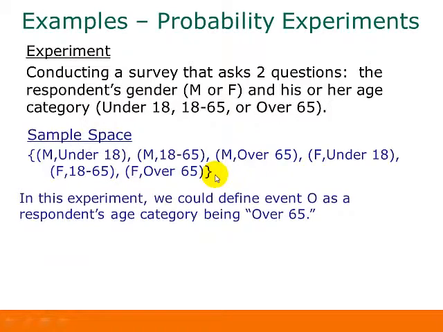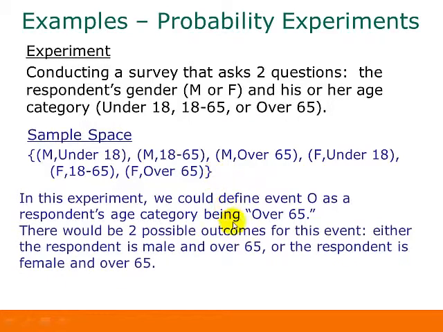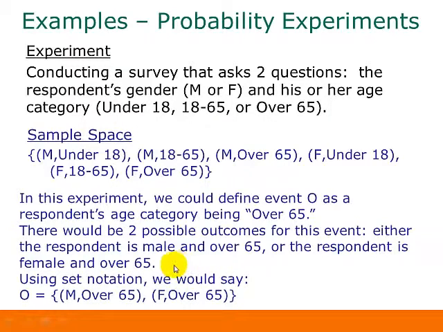Now, in this experiment, we could define an event O as a respondent's age category being over 65. There would be 2 possible outcomes for this event from our sample space. That would be either that the respondent is male and over 65, which would be this one, or that the respondent is female and over 65. So we could define our event O in set notation as those 2 outcomes: male and over 65 or female and over 65.